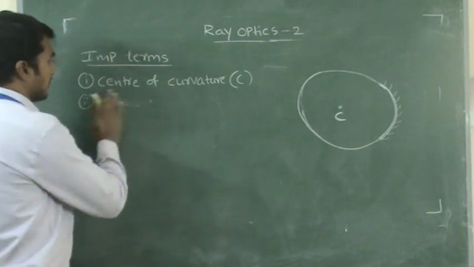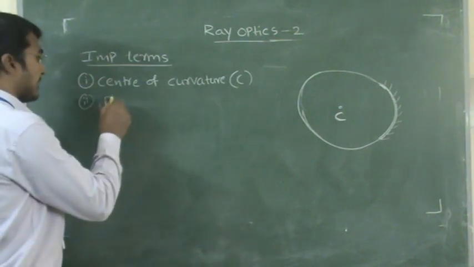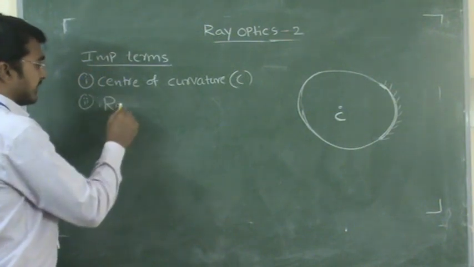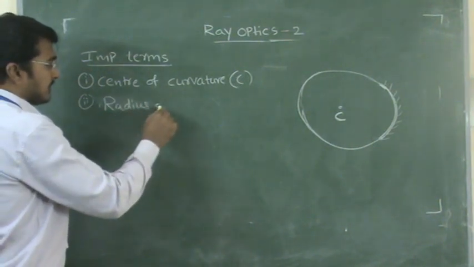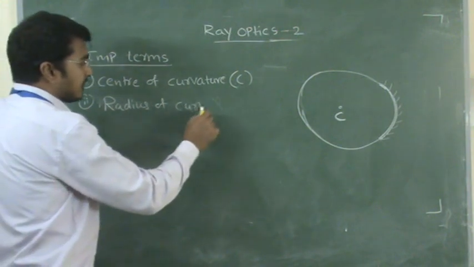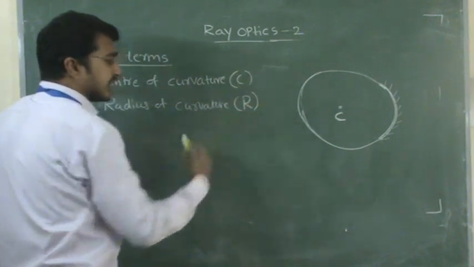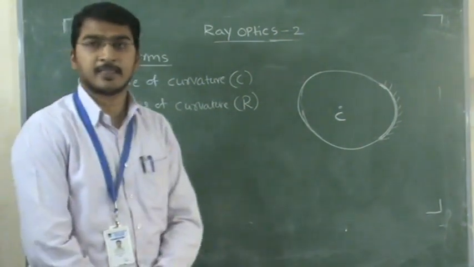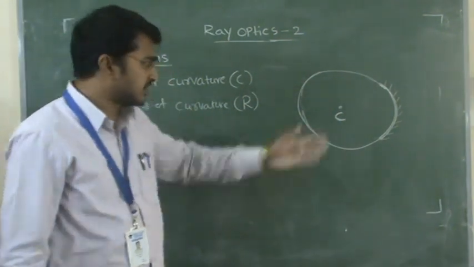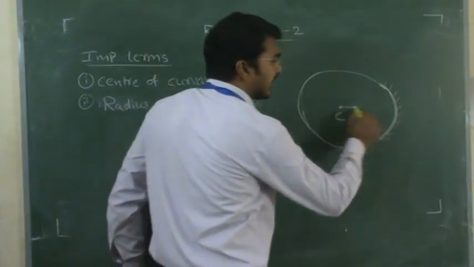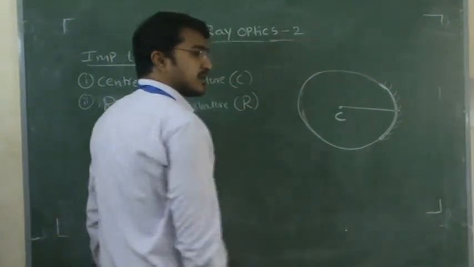Radius of curvature. Radius of curvature we indicate with capital R. So what is radius of curvature? Just like the radius of a sphere, how do you measure from center to edge? Now I am saying that here.